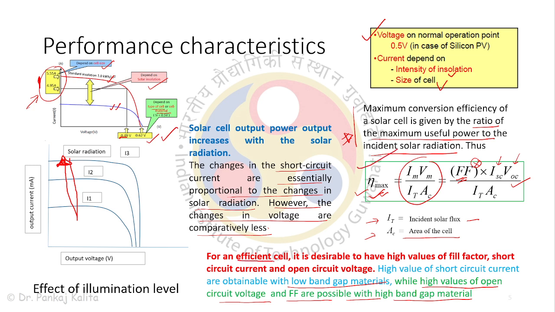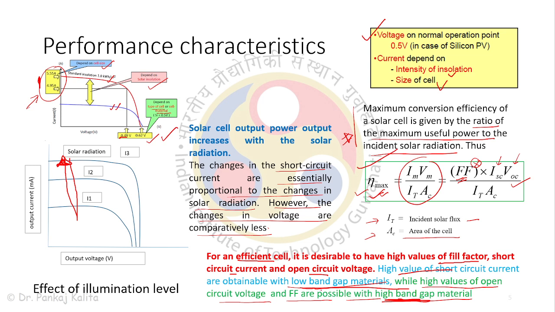For an efficient cell, it is desirable to have a high value of fill factor. That means high quality of solar cells, right? Also a high value of short circuit current and open circuit voltage. A high value of short circuit current is obtainable in low band gap material, and a high value of open circuit voltage and FF are possible for high band gap material. So in high band gap material, the corresponding V is high, right?